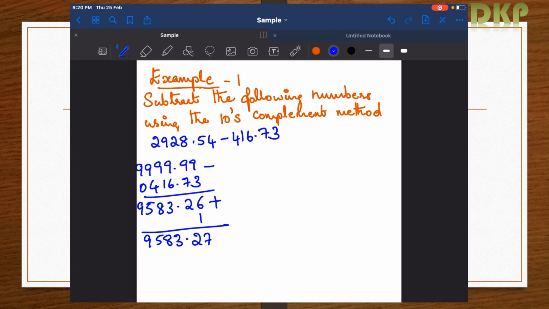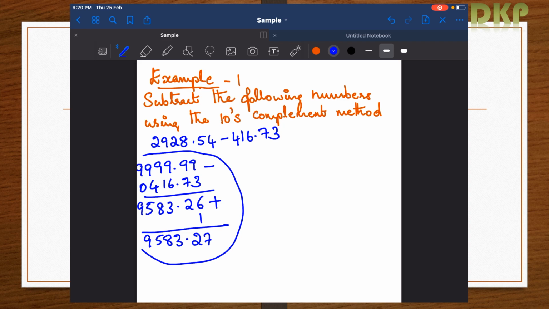Let us do an example for the tens complement method. Subtract the following numbers using the tens complement method. 2928.54 minus 416.73. So here also, first you have to find the tens complement. For that, first you have to find the 9's complement and then add 1 to it. So that has been done here. 9999.99 minus 0416.73 will give you 9583.26. Add 1 to it in order to get the tens complement.